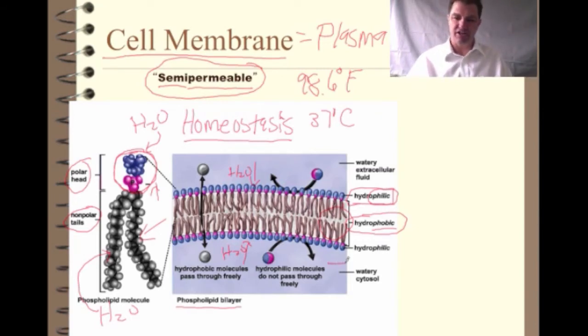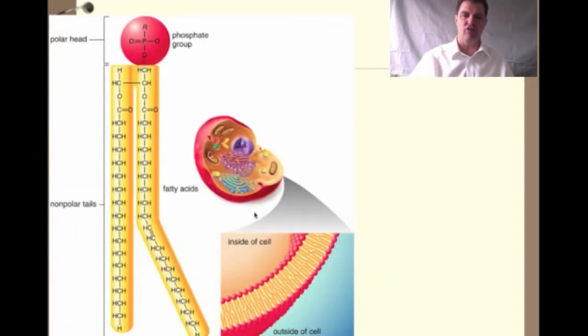It doesn't matter which direction you're looking at here, but in this particular case, this is the inside portion of the cell. This is the cytosol, or the area called the cytoplasm, and this is the outside of the cell. Then we're going to talk about what moves in and out across that.